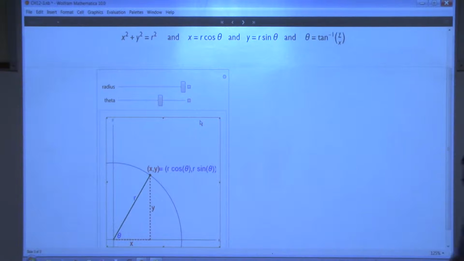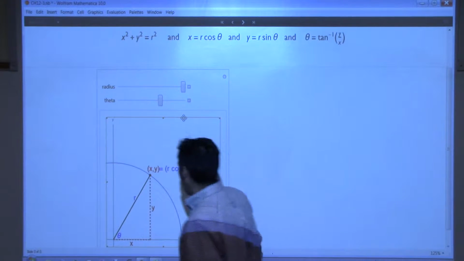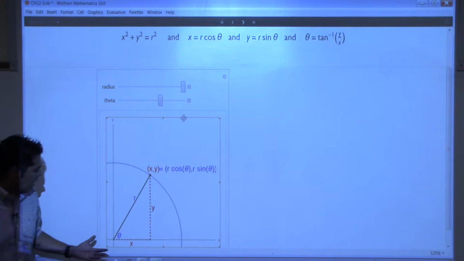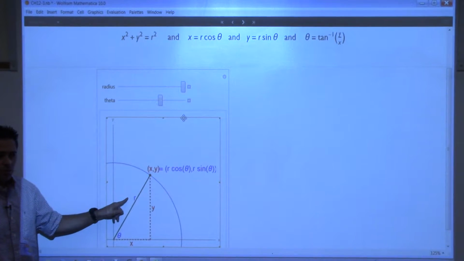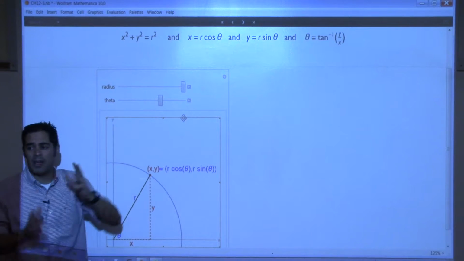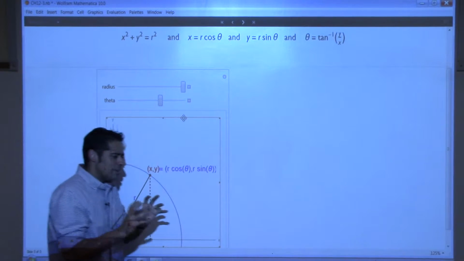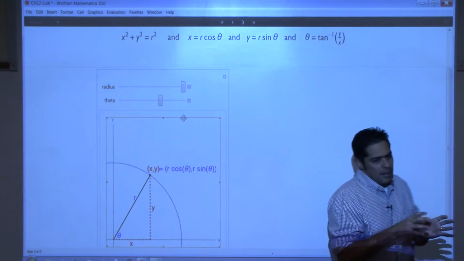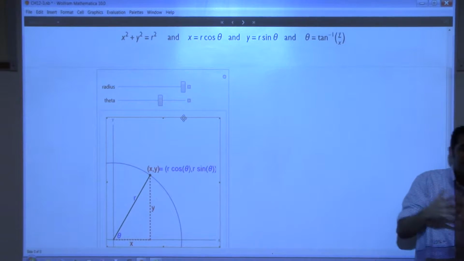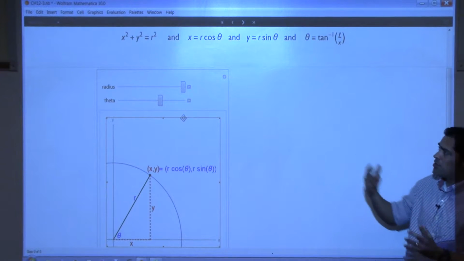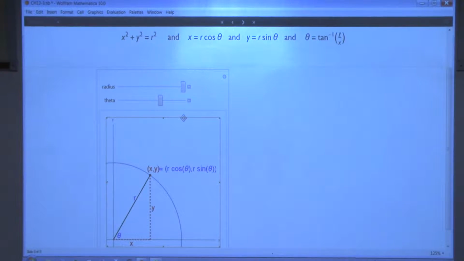Okay, so the relationships we have from the right triangle, Pythagorean equation, right? x squared plus y squared is r squared. So that's a relationship between x, y, and r. What we're trying to do is figure out a way to go from Cartesian coordinates to polar, or from polar back to Cartesian. So these are the relationships that we're going to be using here.